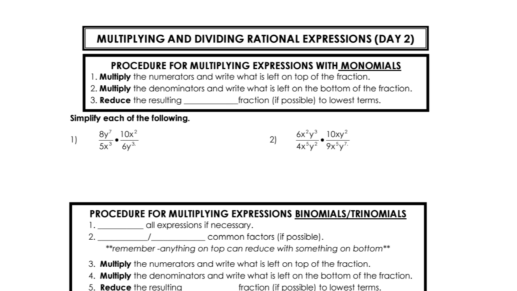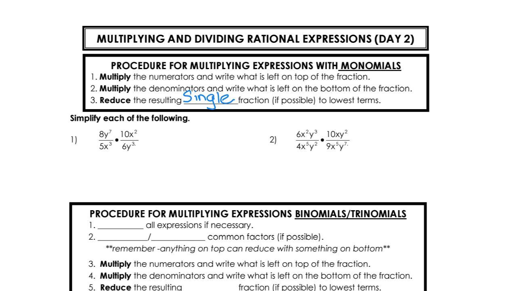All right, so the procedure for multiplying expressions with monomials. You're going to multiply the numerators and write what is left on top of the fraction. You're going to multiply the denominators and write what is left on the bottom of the fraction. And then we're going to reduce the resulting single fraction, if possible, to lowest terms.